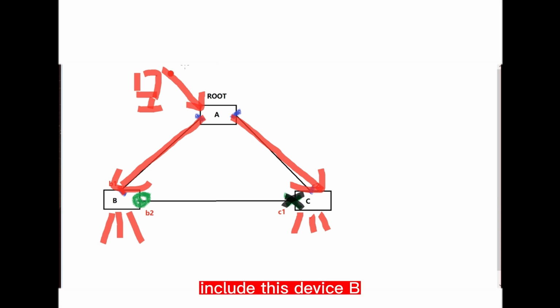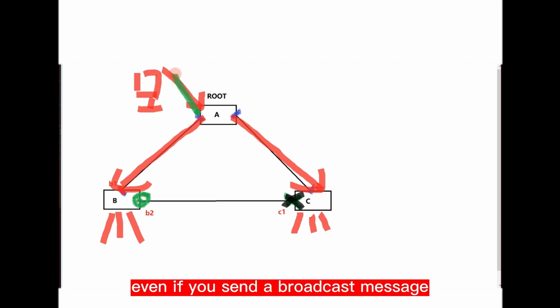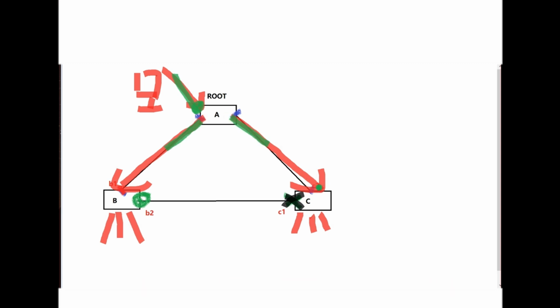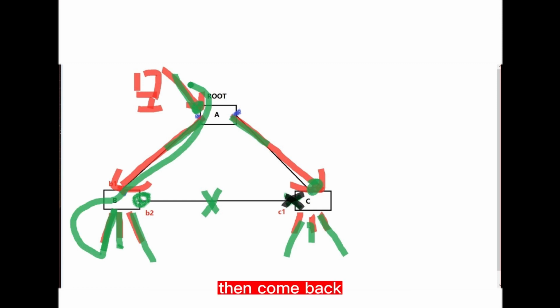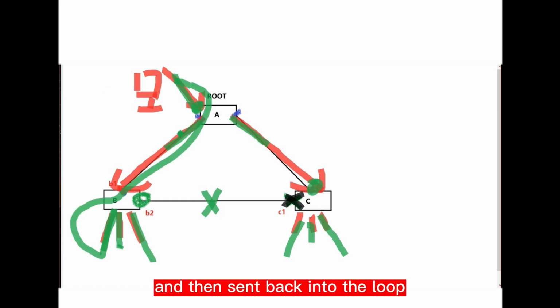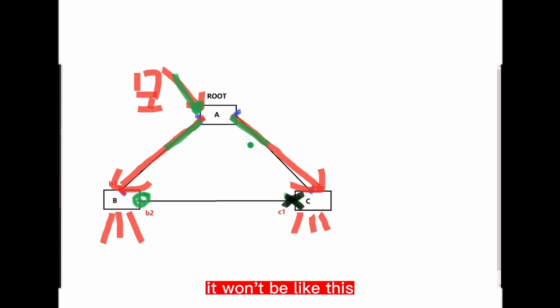Include this device B. Even if you send a broadcast message, the switch floods it through its other interfaces. It reaches the two interfaces, flooding on other interfaces of the switch. Here is also flooding on other interfaces of the switch. But for this link, in fact, we did not forward the data, so this interface will not flood. Then it will not come back and be sent back into the loop. It won't be like this.